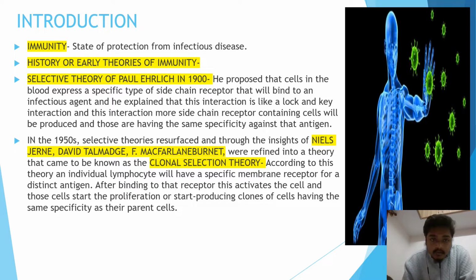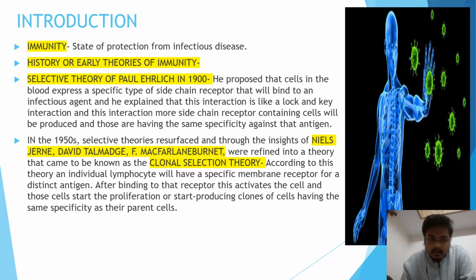In that theory he proposed that the cells in the blood express a specific type of side chain receptor that will bind to an infectious agent. It is more like a lock and key system, a complementary system, like the proper antigen and proper antibody binding: the proper antibody can bind with the proper antigen. He explained this as the side chain theory.